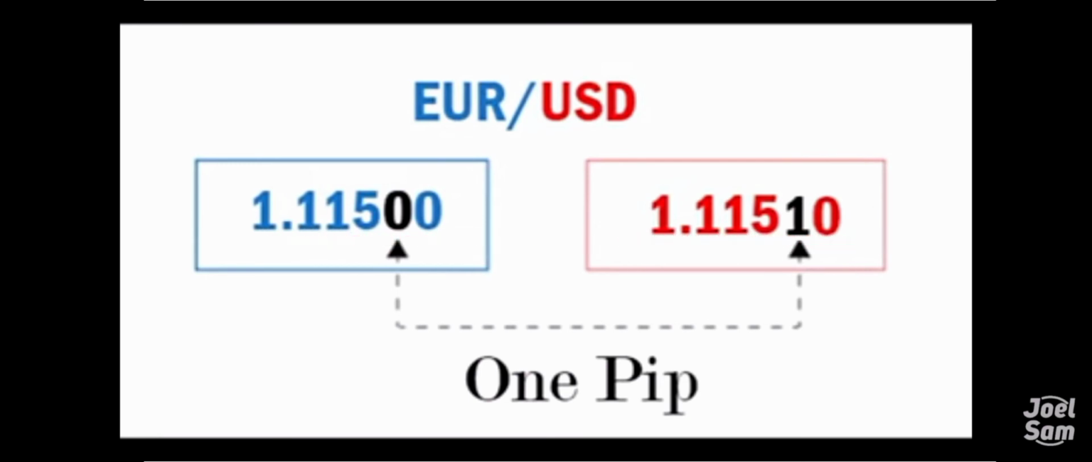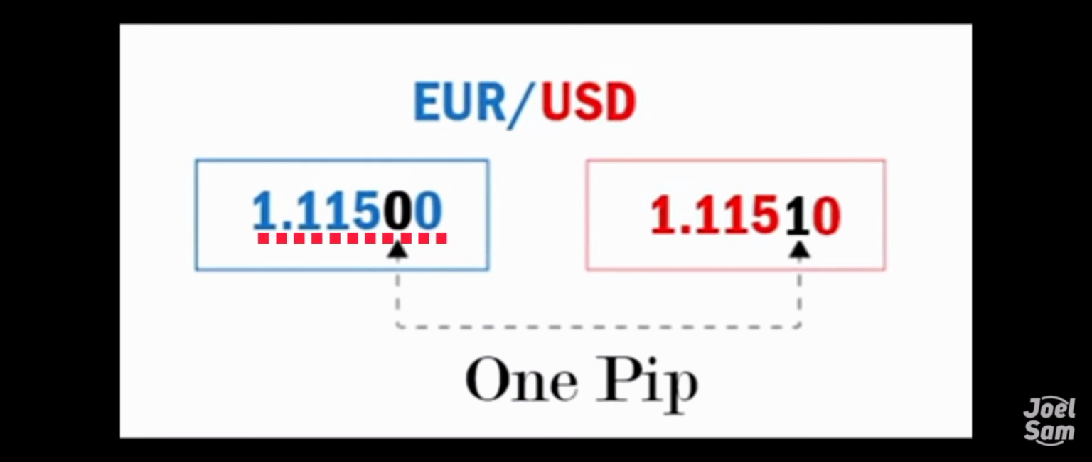So how do we read this, or how do we calculate the number of pips across these 2 different price positions, right? So essentially we want to get the difference between these 2 price codes, and so we do a little math here where we subtract 1.1150 from 1.1151, and that essentially leaves us with a single pip, 1 pip.